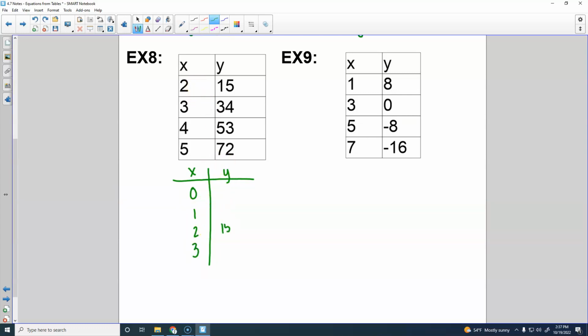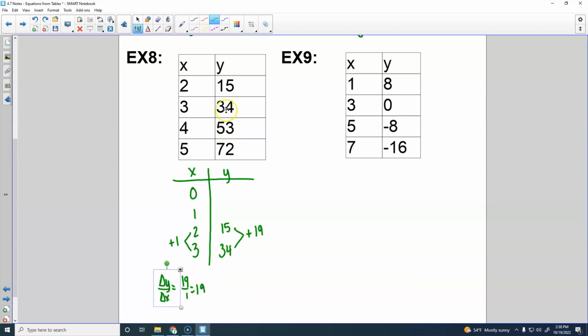2 I know is 15. 3 is 34. If I wanted to, I could keep on going, put 4 and 5 on there. But the main thing is I need these two terms. And well, I don't need 1, but I'm going to have to find 1 in order to be able to do 0 right here. So let's go ahead and do our slope. Okay. So to get from 15 to 34, what are we doing? Adding 19, from 2 to 3, 1. So our change in y over our change in x, our slope is going to be 19 over 1, which is just 19. So to get to the next number, you just keep adding 19, right?